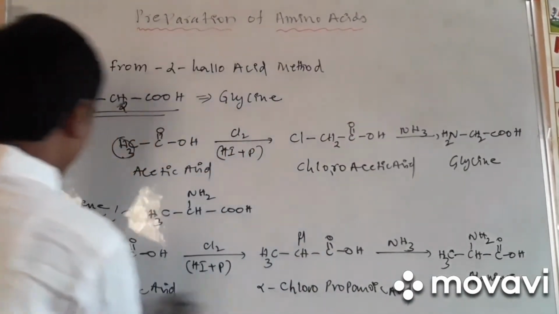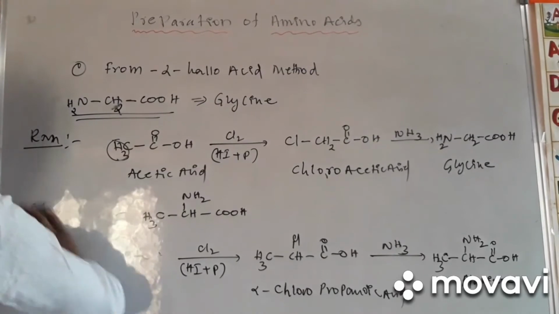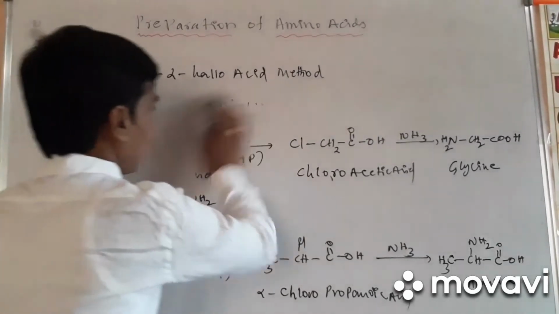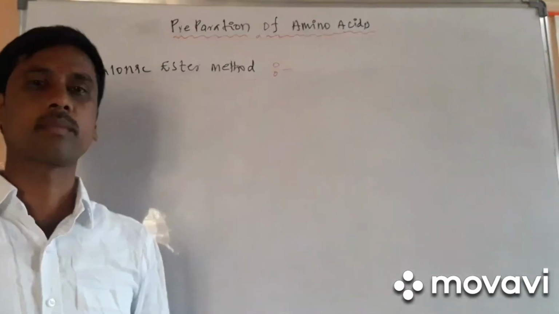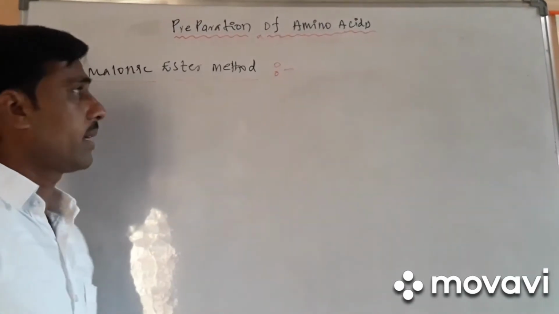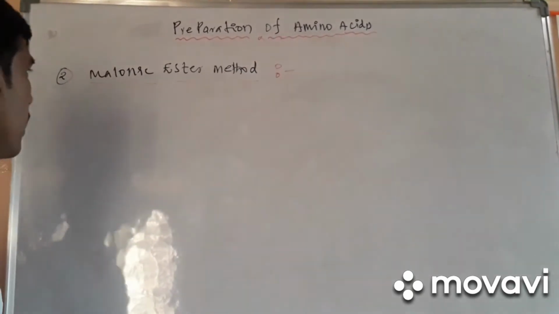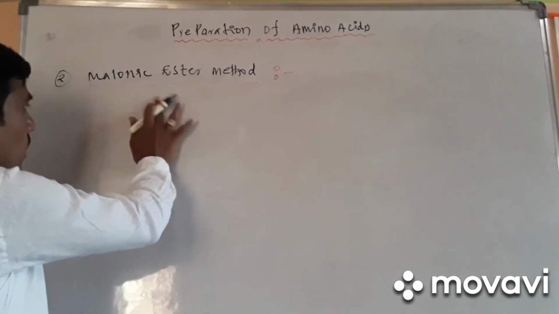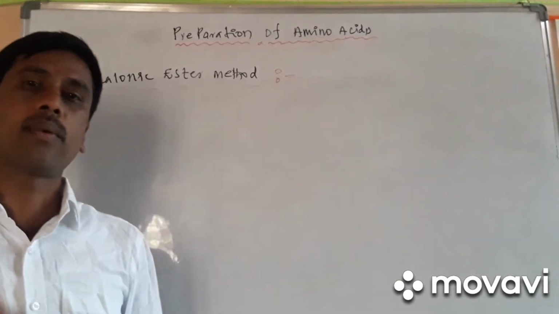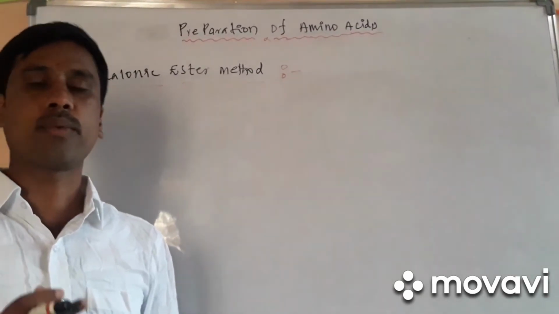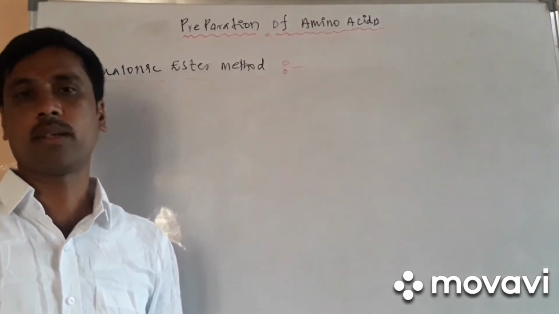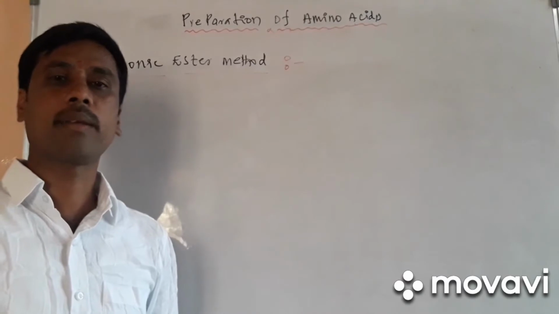Next, we go to the next method. That method is the malonic ester method. In this malonic ester method, we prepare amino acids. First we use malonic ester. That malonic ester has two active hydrogens. These two active hydrogens react with sodium metal in the presence of ethyl alcohol to produce sodium malonic ester.